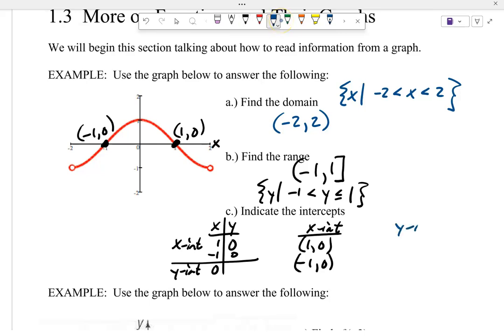My y-intercept, where does it cross the y-axis, would be right here. Here's my y-axis. It looks like it hits right there at (0, 1). That's my y-intercept for this graph.